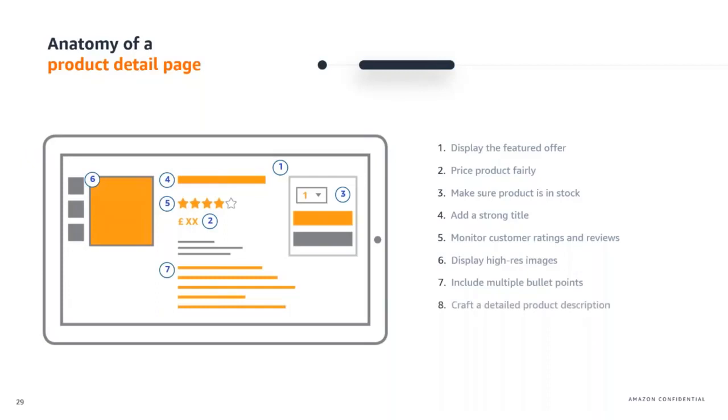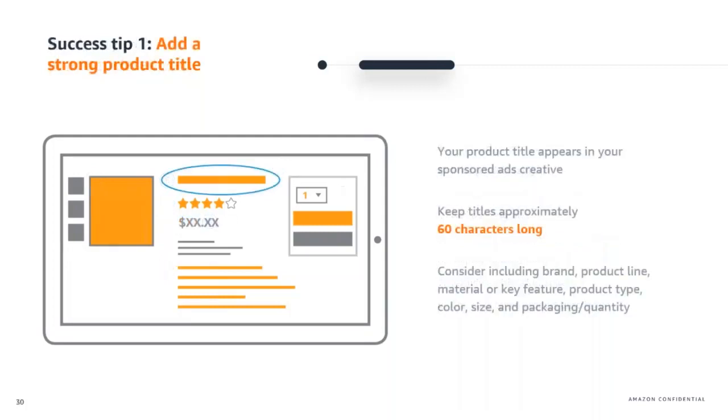Then you'll also want to have a description of your product. And this is where you can go into a lot more detail about what exactly sets your product apart and why shoppers should consider purchasing it. Now I'm going to go ahead and give you a little bit more detail on each of these 8 elements, and I'll show you examples starting with the product title.